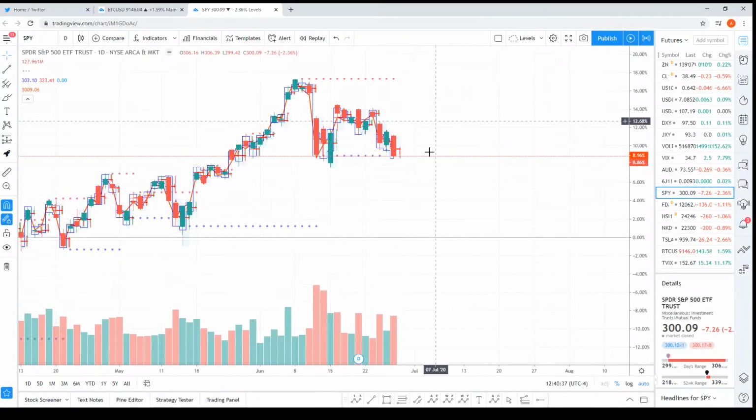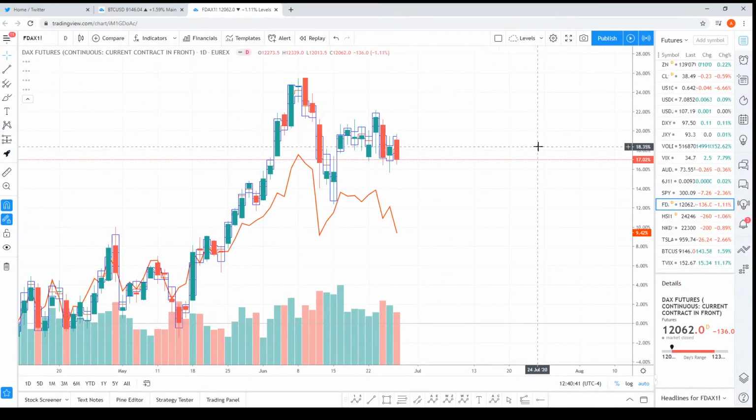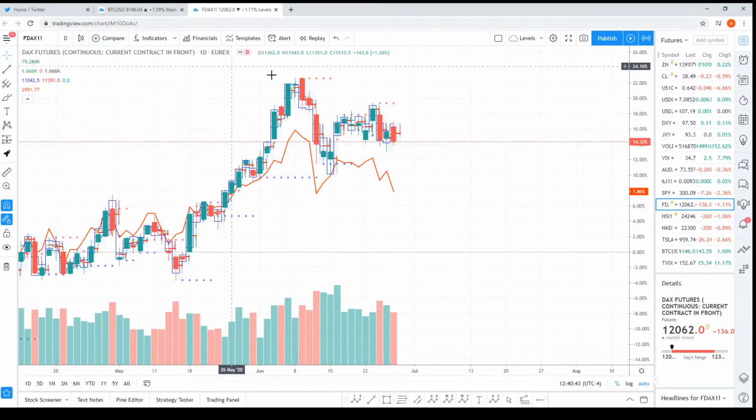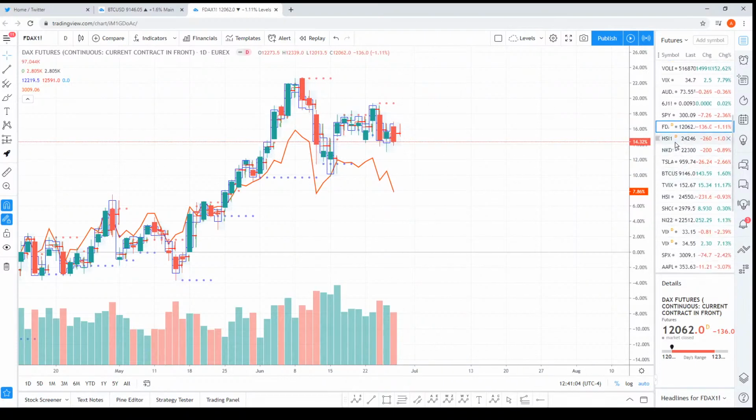SPY, I just use this for, whatever. It's good to have. FDAX, this is the German market. You can look for correlations here. You'll see that these are correlated exactly right. Here are the peaks. We go down, we go up, we go back down, go up, follow it all the way up, down we go, and you can see the correlation for yourself.